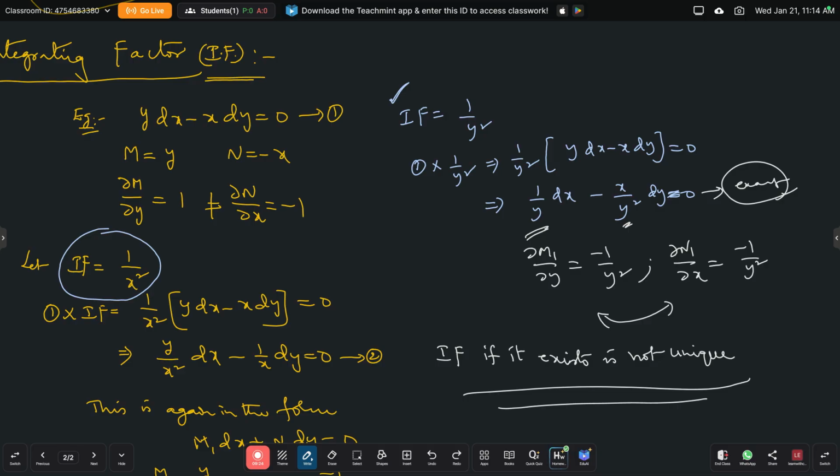For some of the methods, formulas are available straight away. For a few methods, we rearrange the terms and reduce them to exact differential form. Actually, there are 5 methods. We'll now discuss the first method of solving the non-exact differential equation.